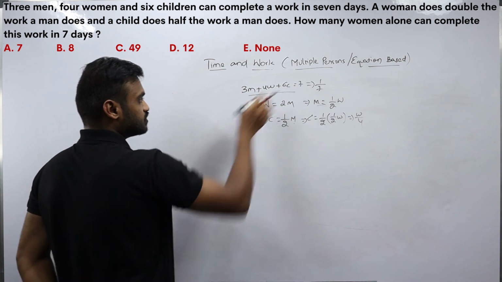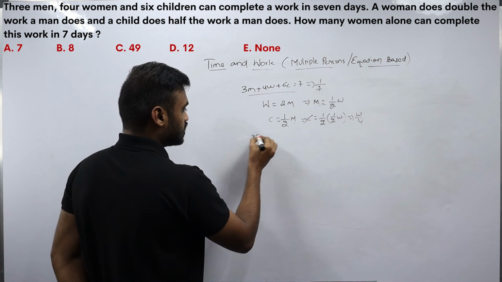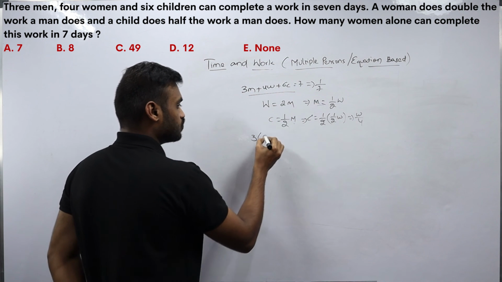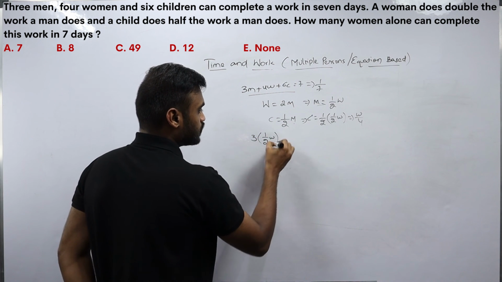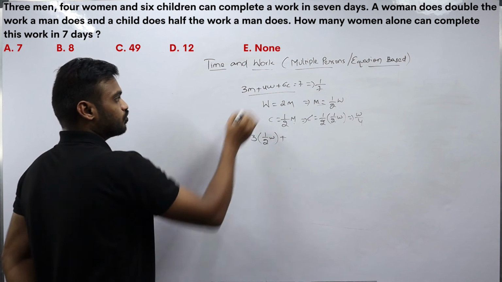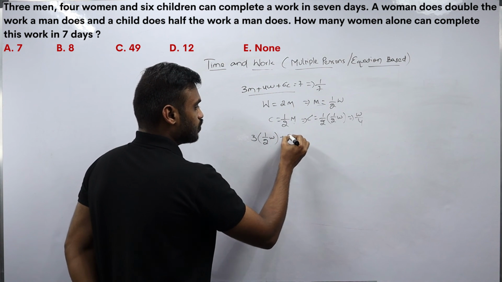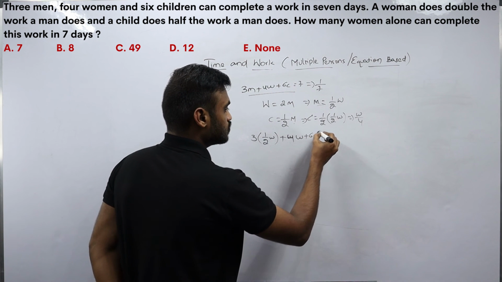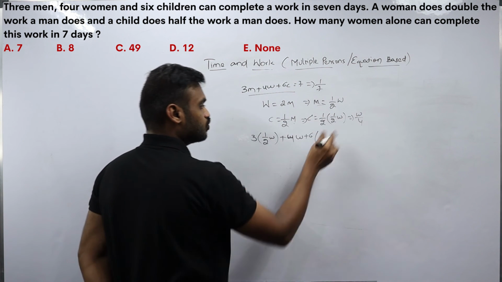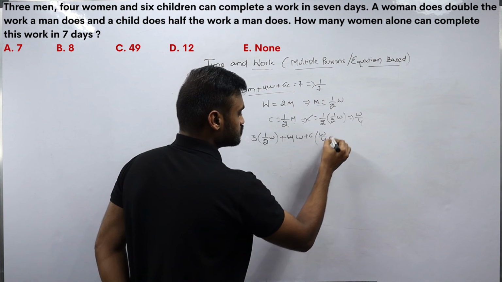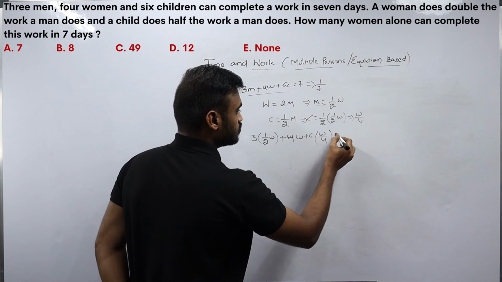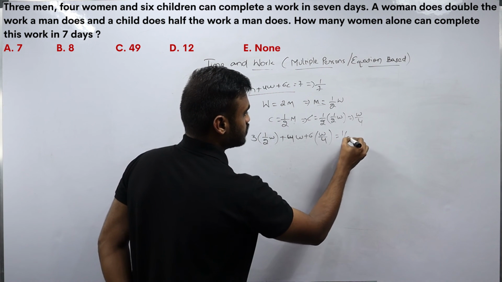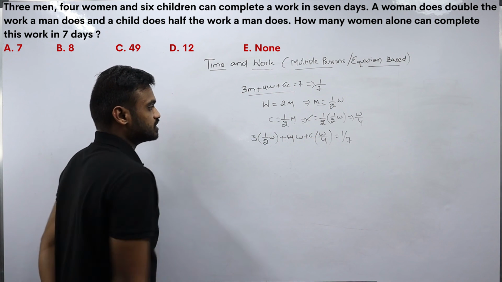Now I am substituting these values here. So 3 men, 1 man is equal to 1 by 2 women. And also 4 women. Now 6 children, 1 child is equal to woman by 4, equal to 1 by 7. They can complete the whole work in 7 days.